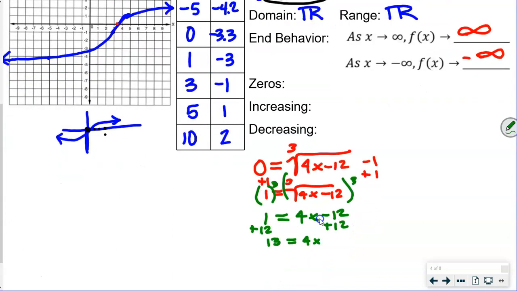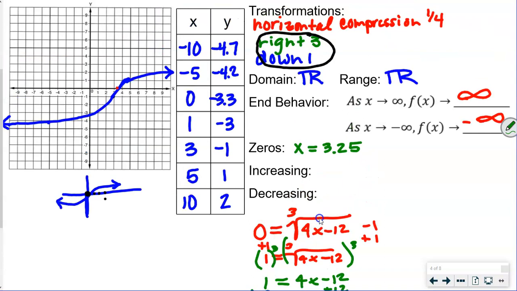So then what am I going to do? I'm going to divide both sides by 4. So our x, which is going to be the point where the graph crosses the x-axis, is 3.25. So that is our zero: x equals 3.25.